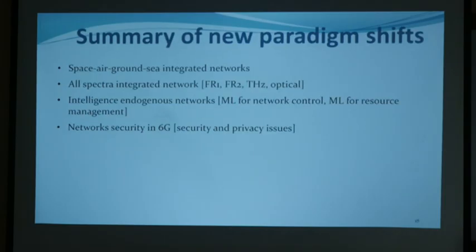So, a summary of the new paradigm shift, as I said: space, air, ground, sea integrated network, all-spectra integrated network. FR1 here is called frequency range 1. This is up to 7.1 gigahertz, and FR2 is starting from 24 to 52 gigahertz. This is FR2, frequency range 2. I will show you a little bit more about this frequency range later on. Okay. So security in 6G is also enhanced.